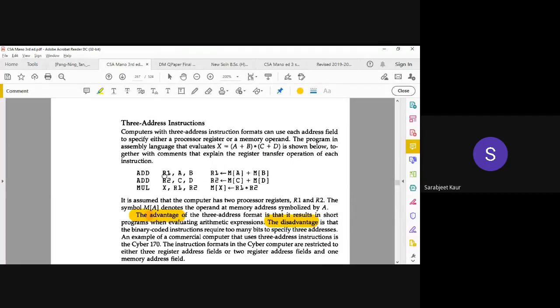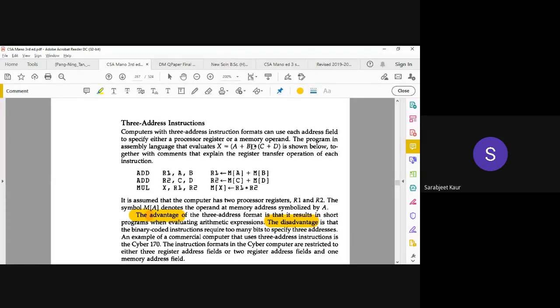So in the first instruction itself, I can say add A, B, and put them in R1. So this happens: the operand from memory location A is added to the operand from memory location B, and the result is put in register R1. We are able to do this because we can now handle three addresses in a single instruction.